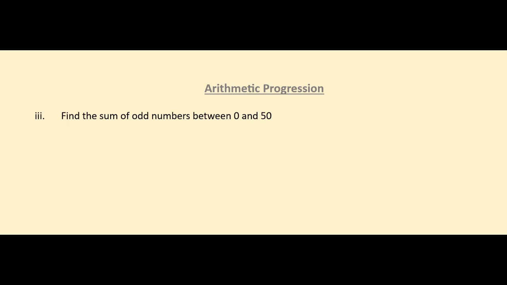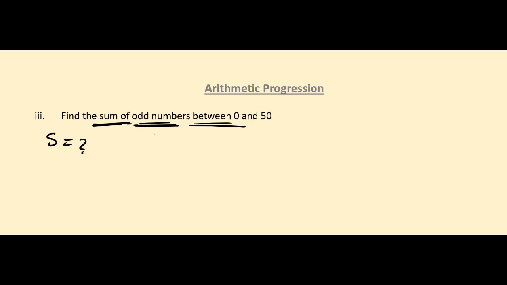Find the sum of odd numbers between 0 and 50. First, we will write what they are asking. We want to find the sum. S is equal to how much? They gave the hint. What is that? Odd numbers which lie between 0 and 50.